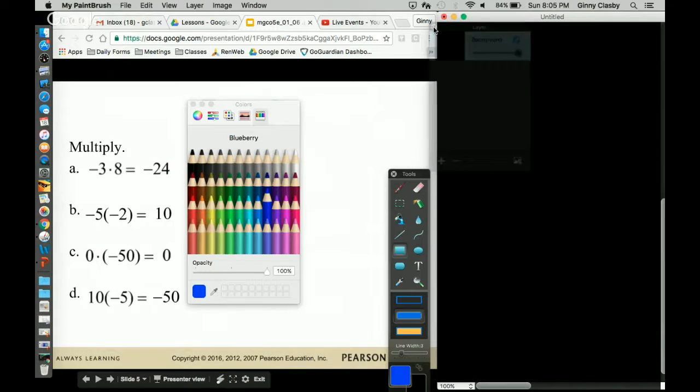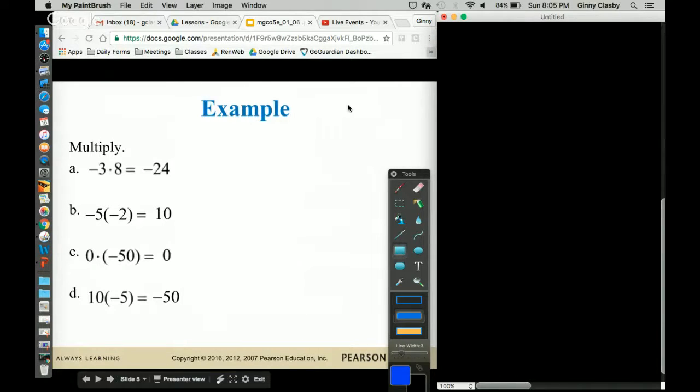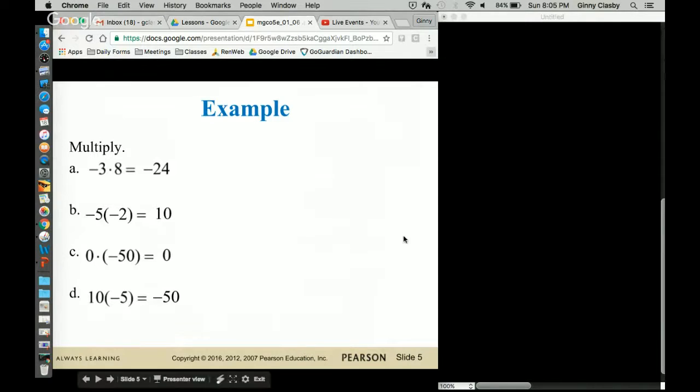So if you have a -3 and a +8, you should be looking for a negative solution for the same reason that I just explained. All right, you have two negatives here. Two negatives is going to be a positive. 5 times 2 is going to be a positive 10. All right, we're going to talk about the product of 0. Whenever you have a 0 in multiplication, it's always going to be 0 no matter what the sign is. You have a positive 10 and a negative 5. Your solution is going to be a negative, which will be a negative 50 in this situation.